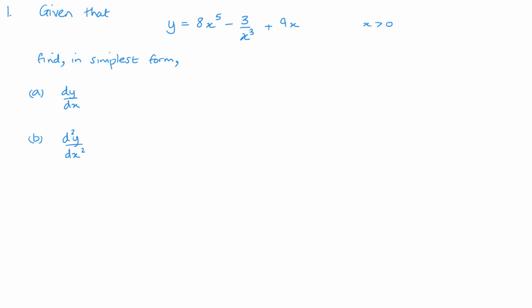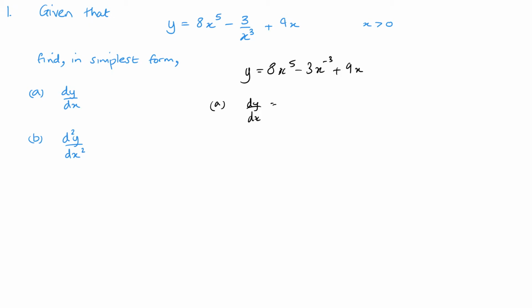Okay, so this first question is a nice straightforward differentiation. The first thing you want to do is make sure everything's on the top, so you want to get this x cubed onto your top line. So the first step will be to rewrite it. So we get 3 to the power x to the minus 3 plus 9x. And then from here it's pretty straightforward, just differentiating.